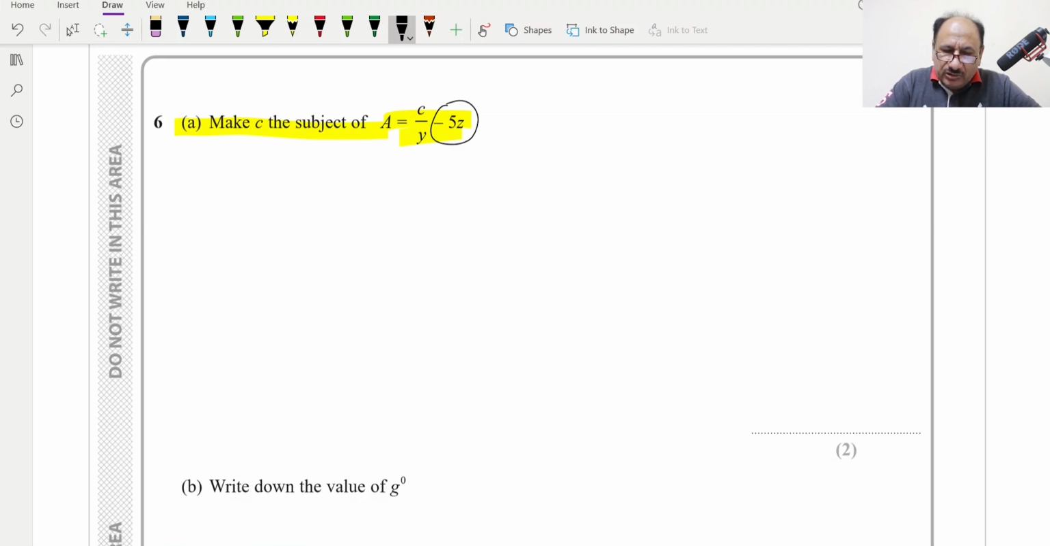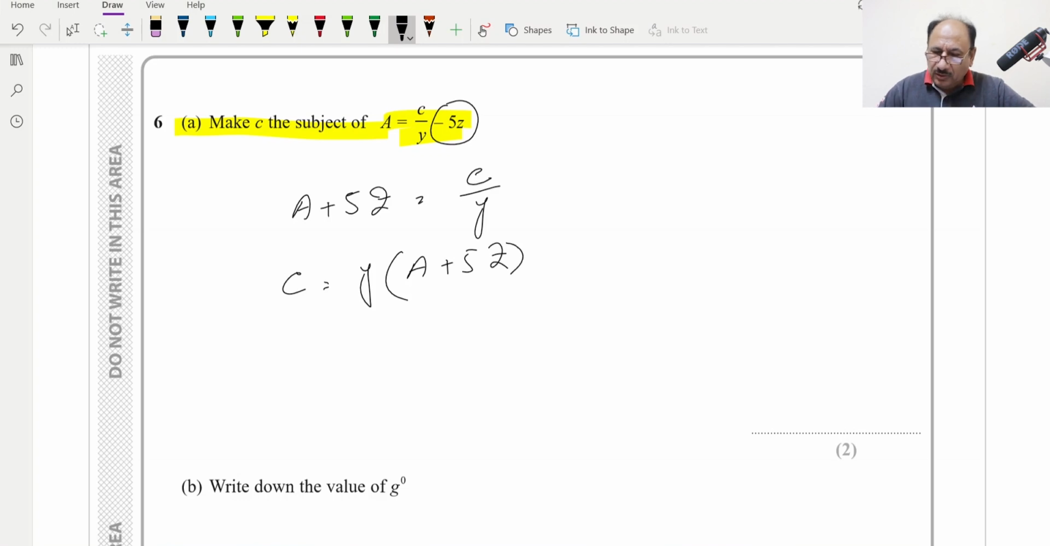So we can switch this portion first: minus 5z. So A plus 5z is equal to C over Y. Now we can shift Y. So C will be equal to Y multiplied by A plus 5z, and this will be our final answer, which we can provide over here. C is equal to Y into A plus 5z. This will be the final answer.